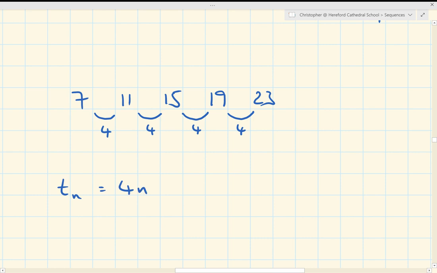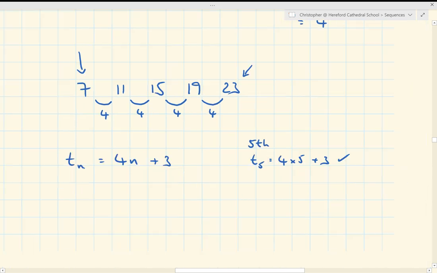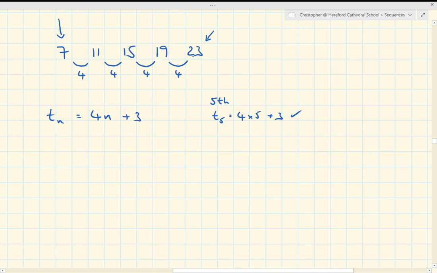So my nth term is going to start 4n. Now, what's my correction factor going to have to be? Well, the first term of a sequence which starts 4n would be 4 times 1 is 4, and my first term is 7. So it's going to need to be 4n plus 3. And I could check that by looking at the fifth term. The fifth term I know is 23, look. And let's just check, because according to my formula, the fifth term should be 4 times 5 plus 3, and that is 23. Good. Okay, let's have a look at a couple more examples.